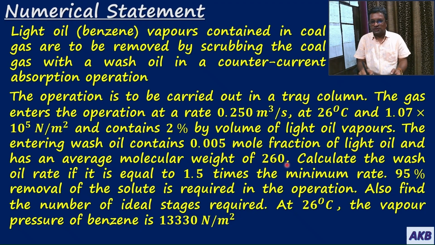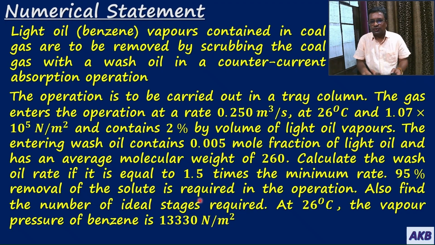So with this information, we are supposed to find out the rate at which wash oil is entering the tray column, if it is to be 1.5 times the minimum rate. So in this case, the operating rate is 1.5 times the minimum rate. That means first of all, we will have to find the minimum rate and then multiply the minimum rate with 1.5, and you are going to get the operating wash oil rate.